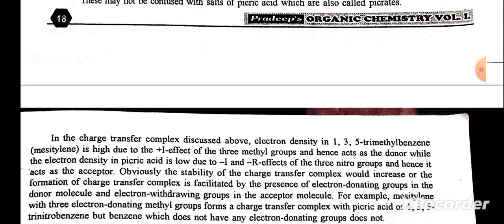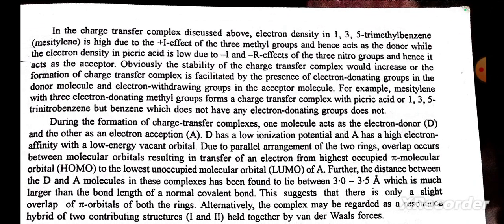In the charge transfer complex discussed above, the electron density in 1,3,5-trimethylbenzene is higher due to the plus I effect of the three methyl groups, and hence it acts as a donor, while the electron density in picric acid is low due to the minus I effect and minus R effect of the nitro groups, and hence it acts as an acceptor.